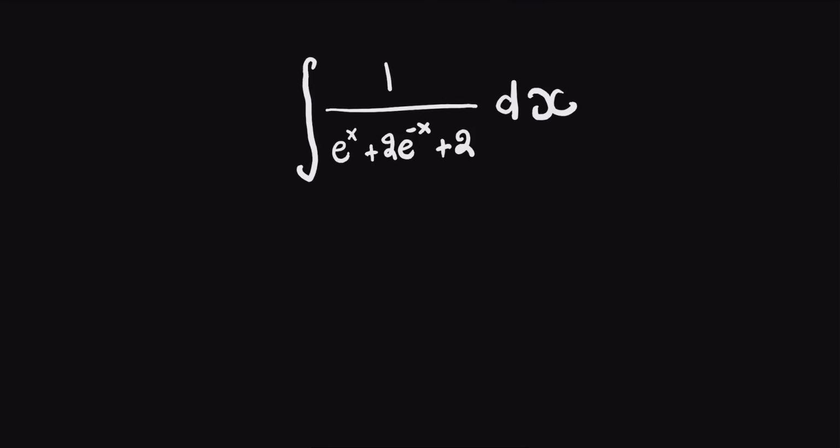And in today's video, we will be solving this integral right here. So we have the integral of 1 divided by e to the x plus 2 times e to the negative x plus 2, all with respect to x.